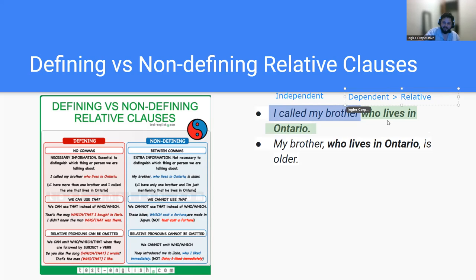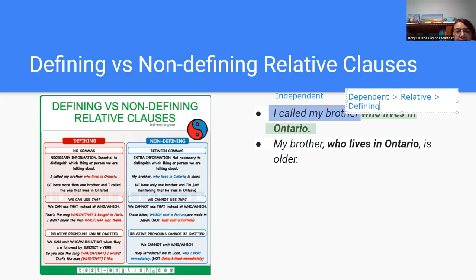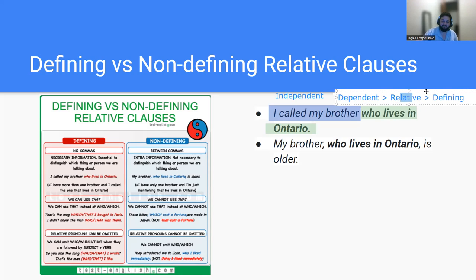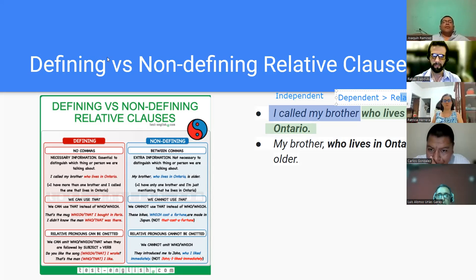Okay, so now, who lives in Ontario? What type of relative clause is it? It's defining, right? Defining. Okay. I'm talking about the first one, right? So we can conclude, guys, that the first sentence has two clauses. The first one is independent, and then we have a dependent clause, which is a relative clause, which is a defining relative clause. Got it?